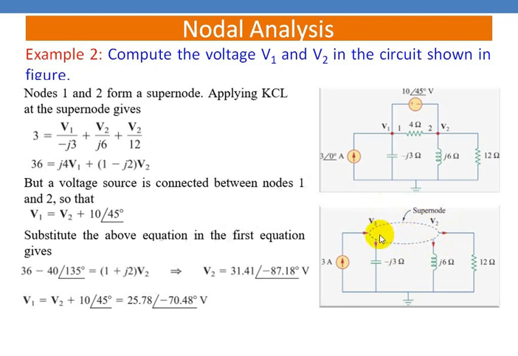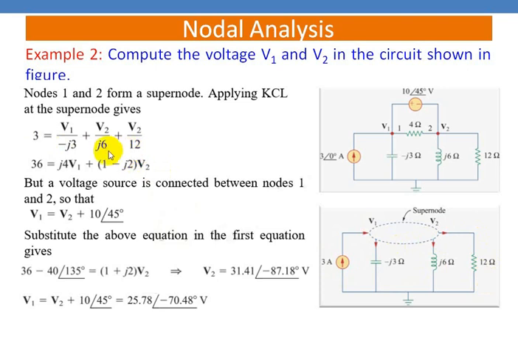That is, the sum of the incoming currents equals the sum of the outgoing currents. So treat this as one node and equate incoming currents to outgoing currents. Therefore, the incoming current is only this current, and the outgoing currents are this one, this one and this one. So the incoming current is 3, which is equal to the current in this branch, V1 divided by J3, (V1 minus J3), and in this it is V2 divided by J6, and in this it is V2 divided by 12. So this is the equation.